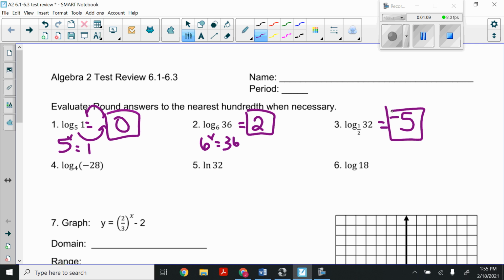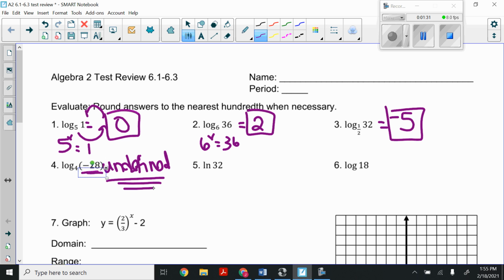Number 4, log base 4 of negative 28. 4 to what power gives me negative 28? Okay, well, I don't know that. And also, look, remember, you cannot take the log of a negative number, so this one is undefined. Remember that, no logs of negative numbers.